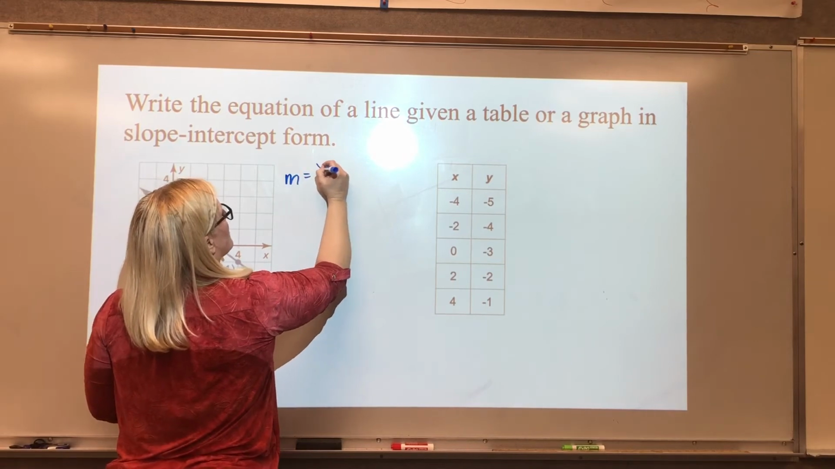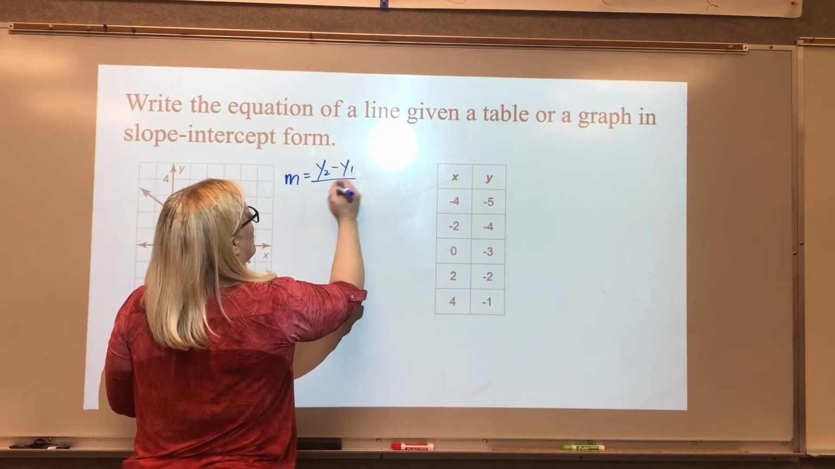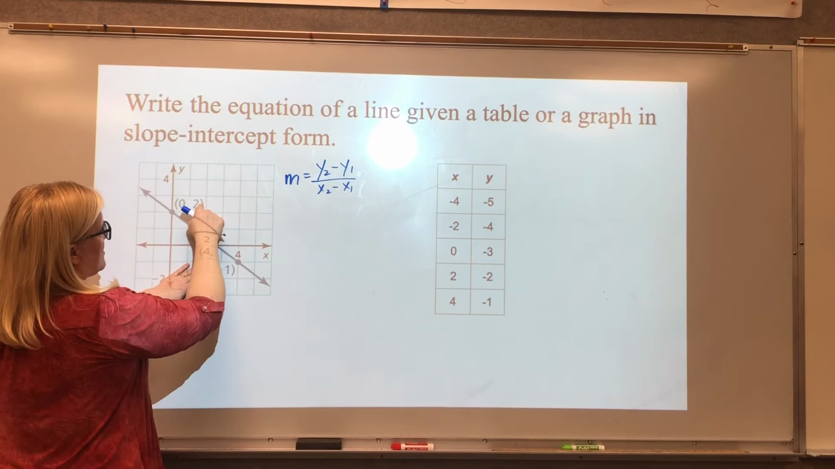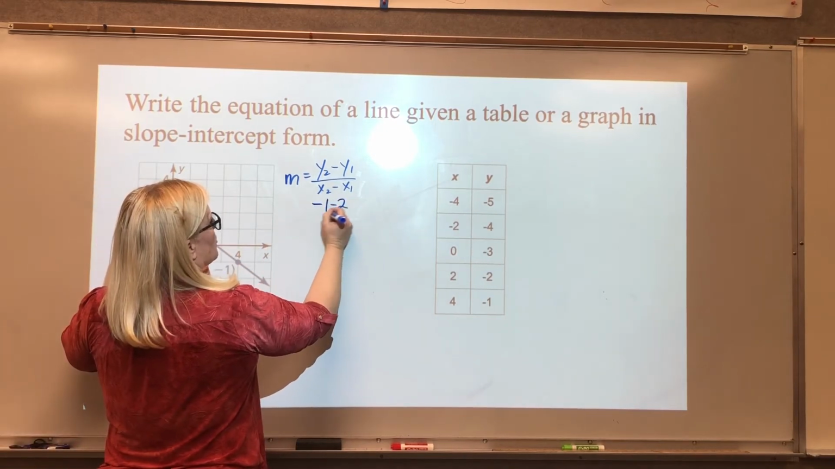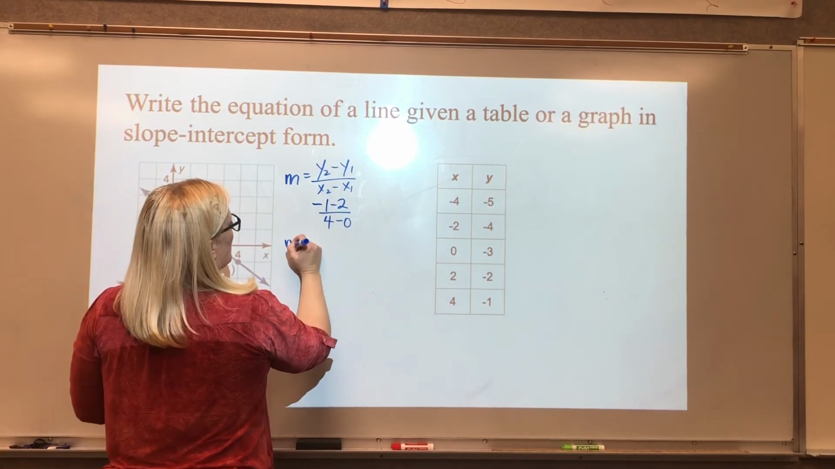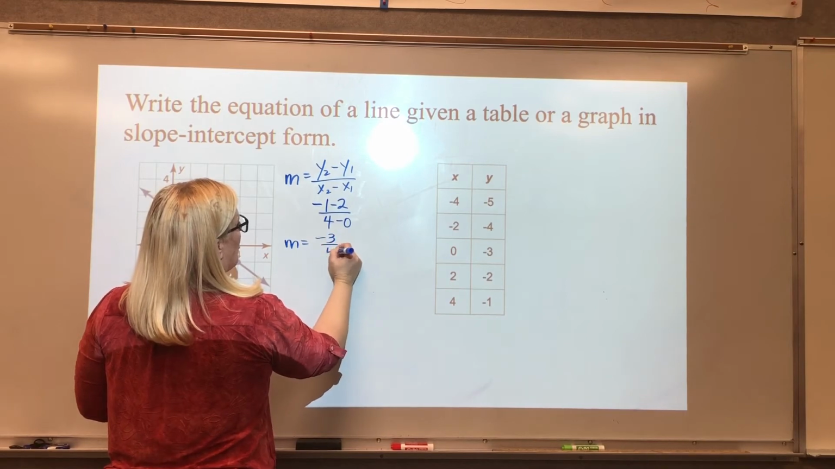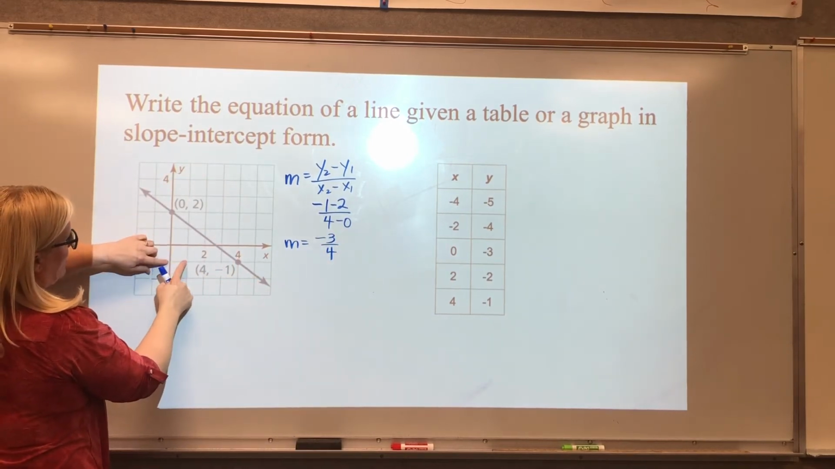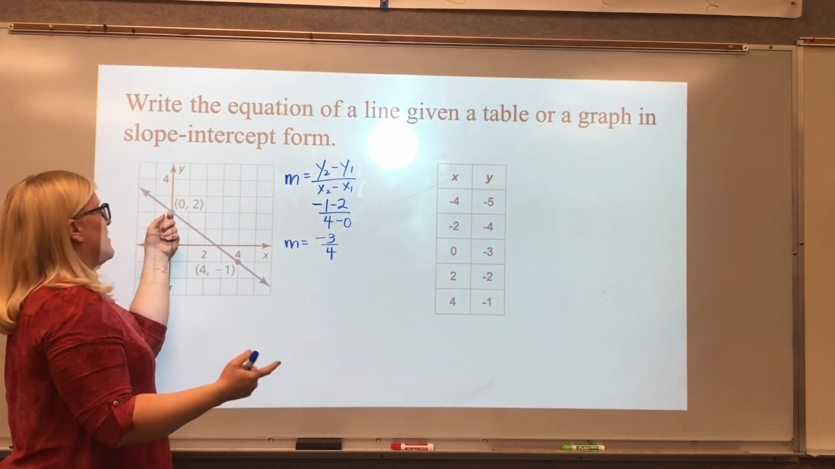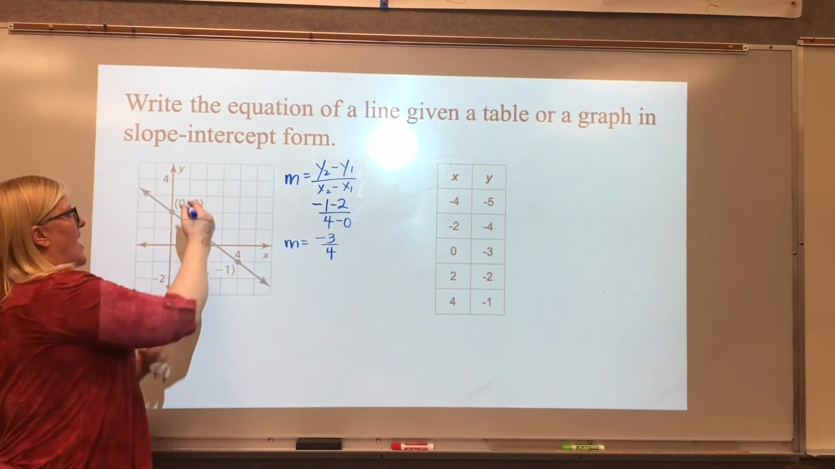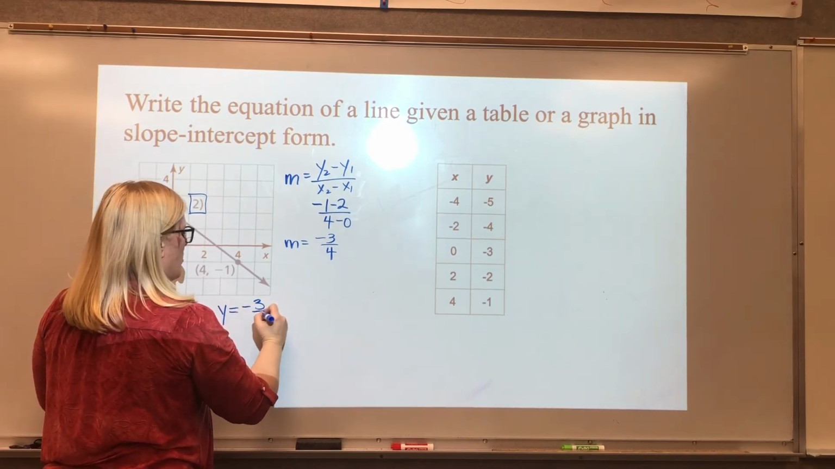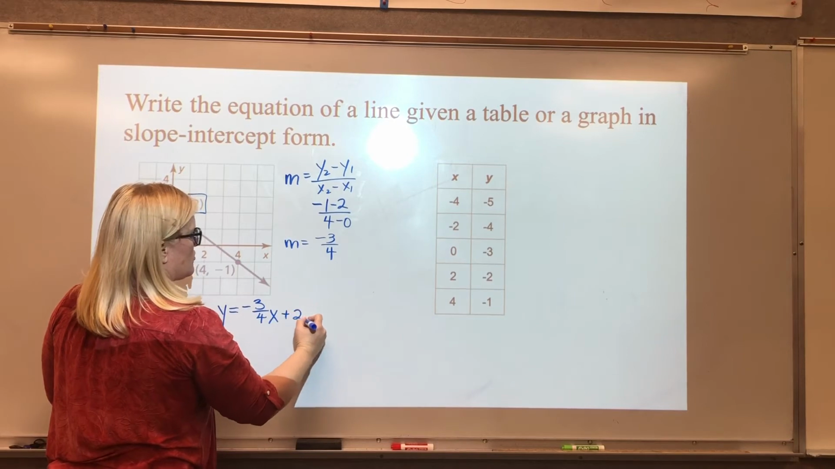So I have y2 minus y1 over x2 minus x1. So I'm going to use this y first, so y minus y, so negative 1 minus 2 over x minus x, 4 minus 0. So my slope is negative 3 over 4, and that makes sense, right? 1, 2, 3, 1, 2, 3, 4. Okay, so I've got my slope, and what else did they give me? They gave me the y-intercept. I have that. It's 2. So now I can write my equation. y equals negative 3/4 x plus 2.